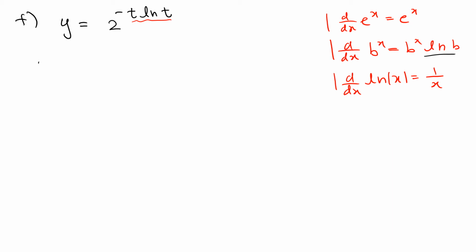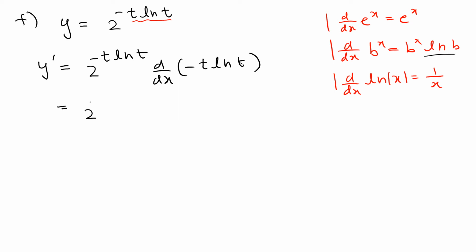So y prime equal, and you can see in the chain what we have is 2 to something, that's the base function, and then the product. So according to the formula, you have to repeat the function and then multiply by the derivative of the inside function, which is negative t ln t. So then we can write the final answer: it is 2 to the negative t ln t, no change, and then we multiply by the derivative here.